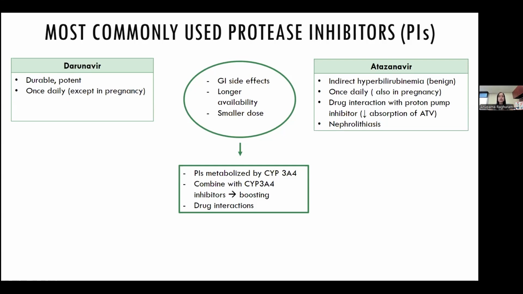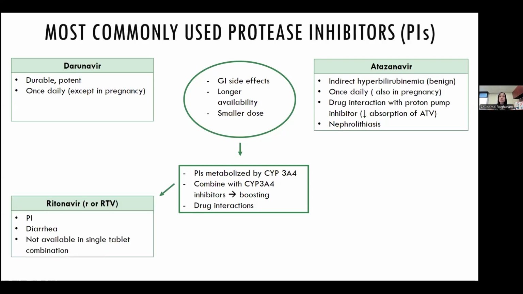So with this thought process, it was seen that ritonavir, which is a PI, does exactly that. It blocks that clearance. So they're like, why not combine this with a small dose of ritonavir with a smaller dose of darunavir and see if that works? And it did.